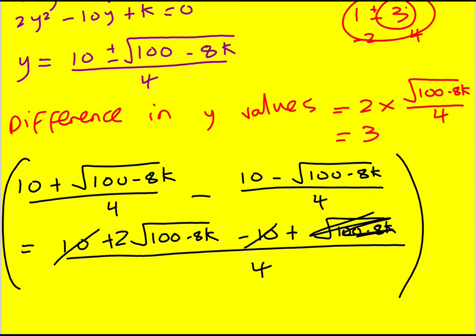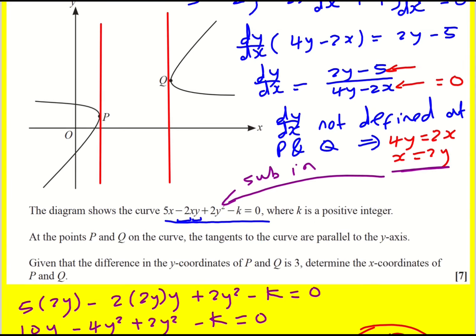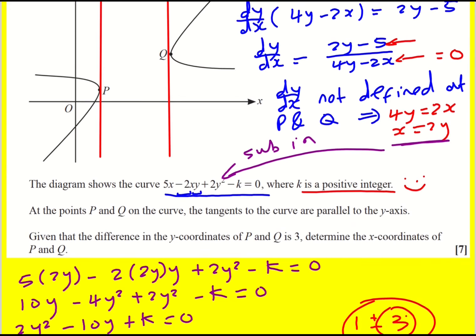So back to here. That means I'm dividing by 2. So actually root 100 minus 8k is going to be 6, which means 100 minus 8k is going to be 36. 8k is then 100 minus 36, which is 64. So k is equal to 8. And it says in the question that k is a positive integer. I don't know for sure if I've done that right, but if you've got a negative, you'd know that you've made a mistake.